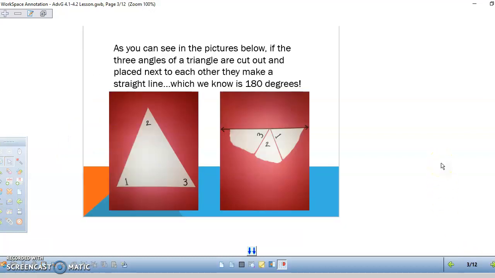Okay, your book actually has a nice little diagram that helps you visualize what that means. As you can see in the picture below, if the three angles of a triangle are cut out, or you tear off the triangle angles and take them apart, you can put them together and actually form a line. So it's almost like a linear triple. There's no such thing as that, but when you put those angles together, they do form a line, or 180 degrees.